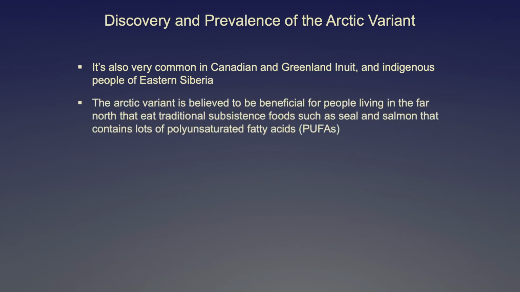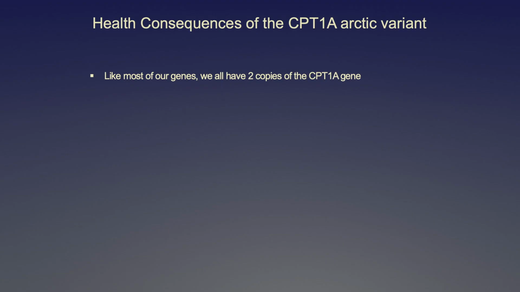The Arctic variant is very common in these populations, and it is believed to have been beneficial for people living in the far north that ate a traditional subsistence diet containing things such as seal and salmon and other foods that were very high in polyunsaturated fatty acids.